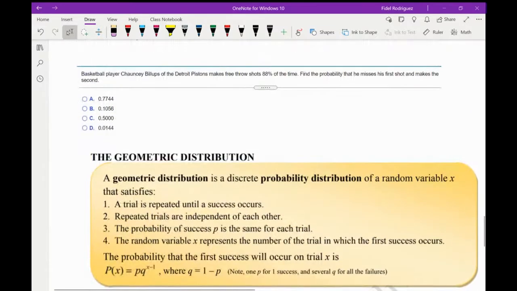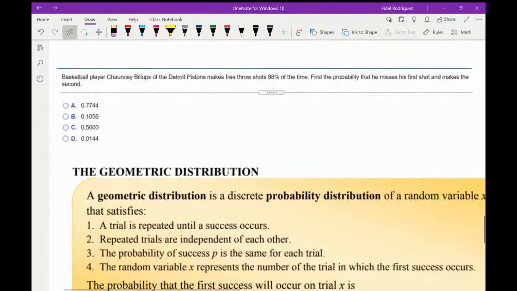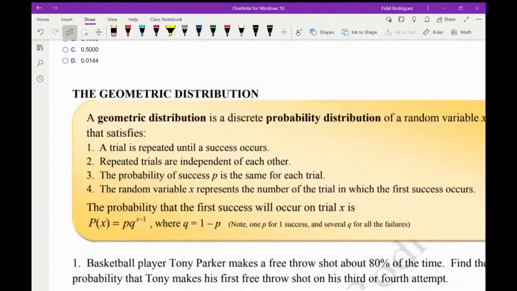Okay, so here's my first problem. It says basketball player Chauncey Billups of the Detroit Pistons makes free throw shots 88% of the time. Find the probability that he misses the first shot and makes it on the second. All I did here is a little copy and paste from my notes. This is what we call a geometric distribution.